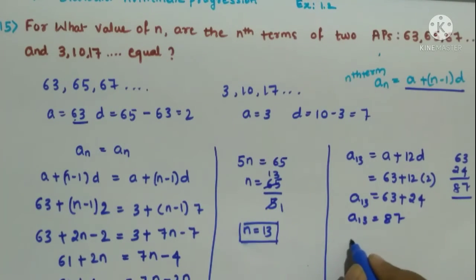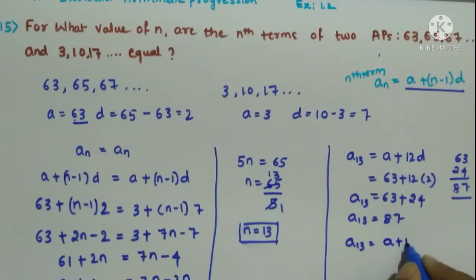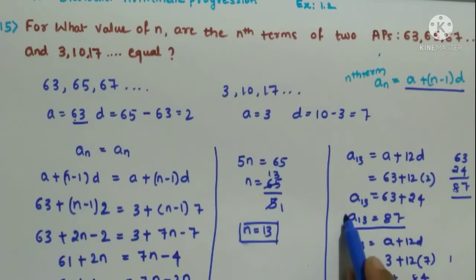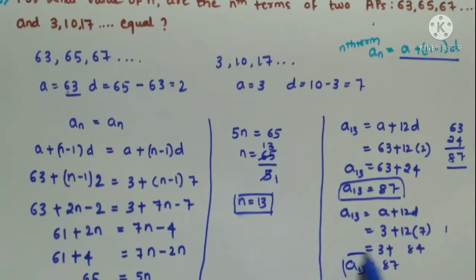We'll check in the second AP also now. In the second AP, A13 is equal to the same formula, A plus 12D only. A value is what in the second AP? 3 plus 12 into D value, which is 7 here. So 12 sevens are 84. So 84 plus 3 is 87. See here, in the first AP A13 is 87, and in the second AP also A13 is 87.